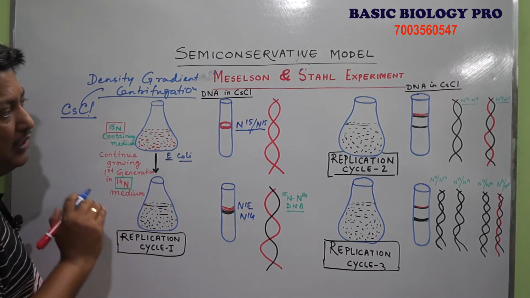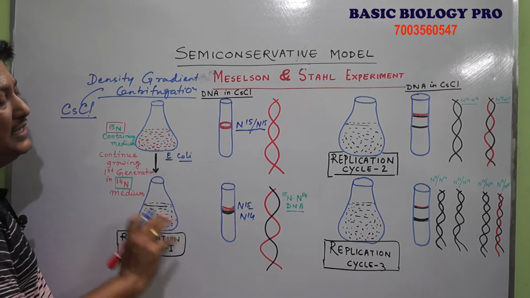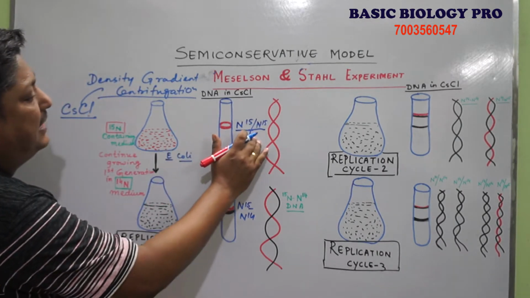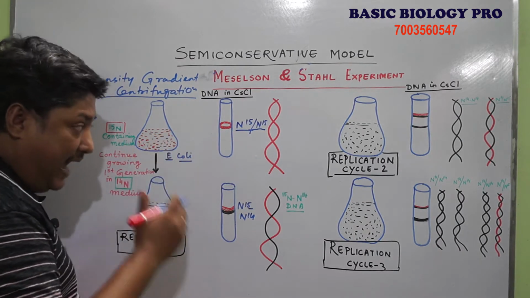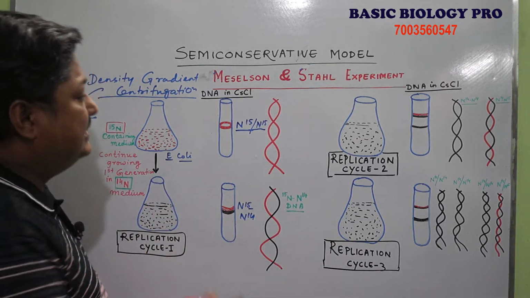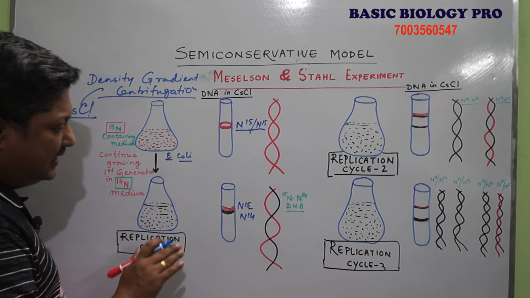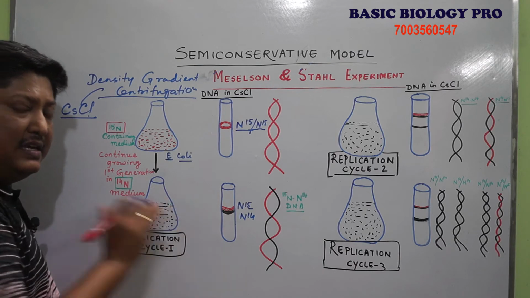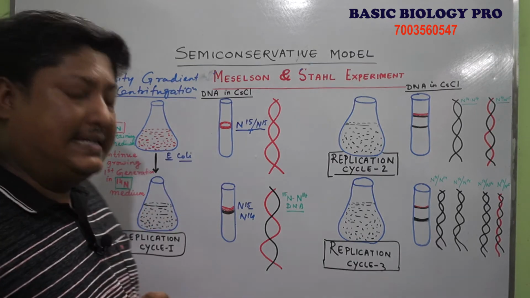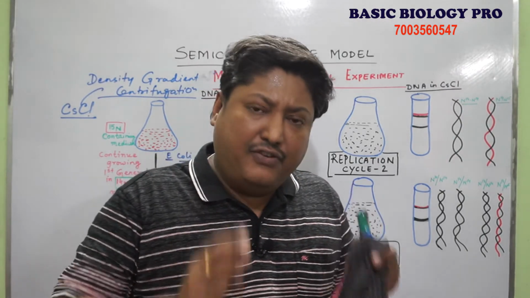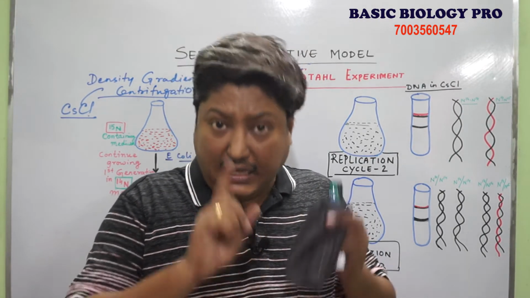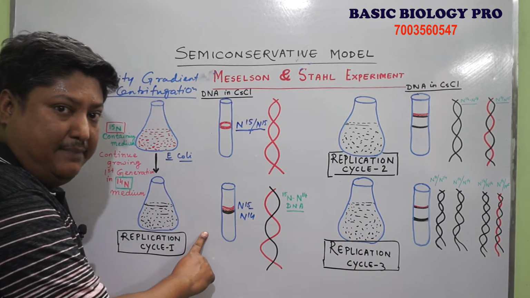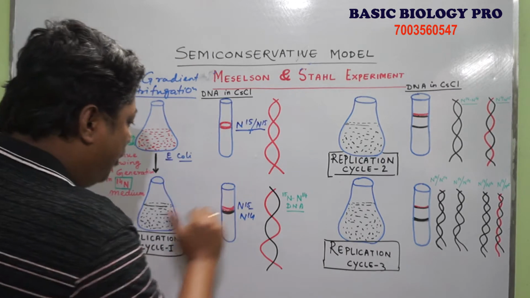That is the peculiarity. If the replication process occurred in a conservative fashion, the N15 band would have had to survive or exist in the next generations also. But here we see that no N15 band appeared in the first replication cycle. So it indicates that replication never occurred in a conservative fashion. If it did, this band would exist again in the next cycle, but it doesn't happen here.